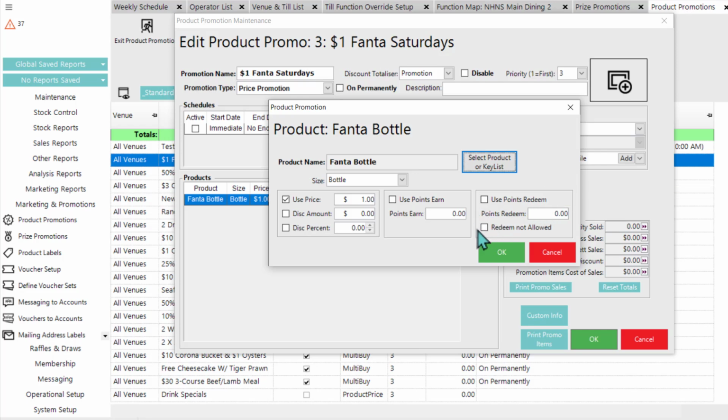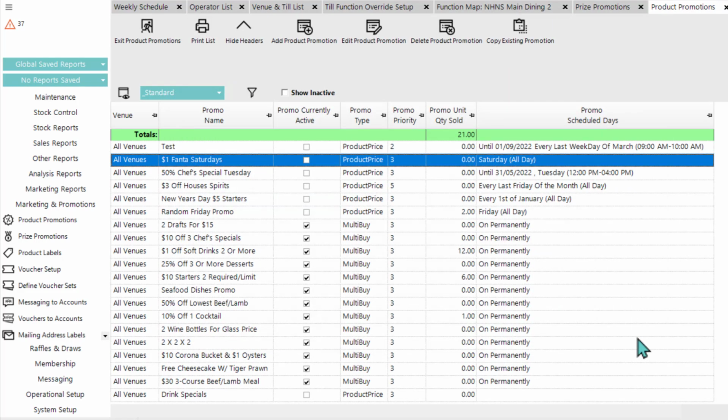Conversely, we could set the redeem not allowed flag on if we would like to prevent a product from being redeemed for points during an active promotion, or when that particular promotion is active, I should say. Okay, cancel out of that.